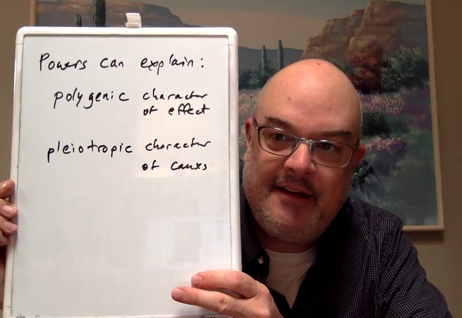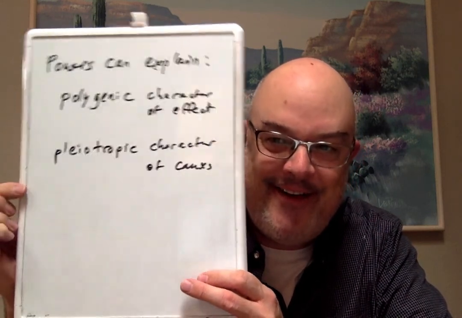When you boil water, you're holding a lot of things constant. You're holding the air pressure, the degree of energy that's being put into the flame through the gas burner or whatever, the temperature of the water. All these things, you're keeping them constant, so you observe a regularity. But really what's underlying this is the power of the various factors involved. And the polygenic character of the effect and the pleiotropic character of the causes.